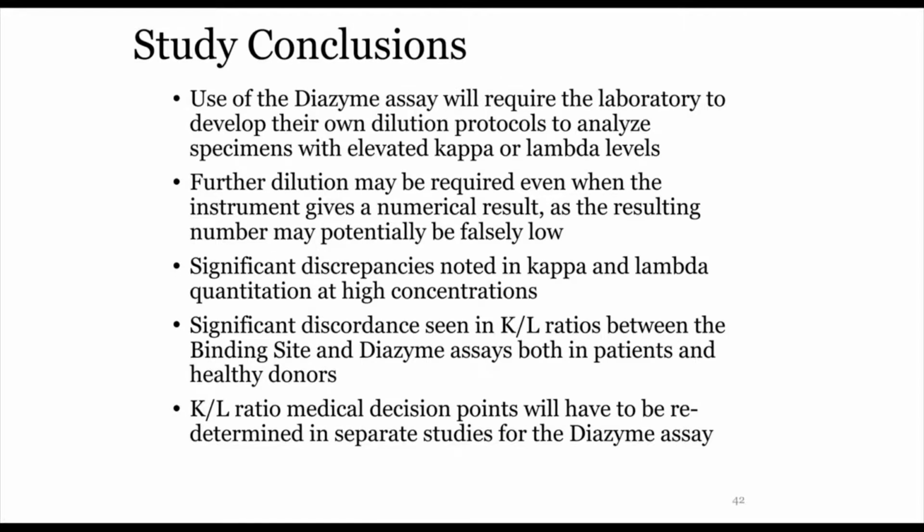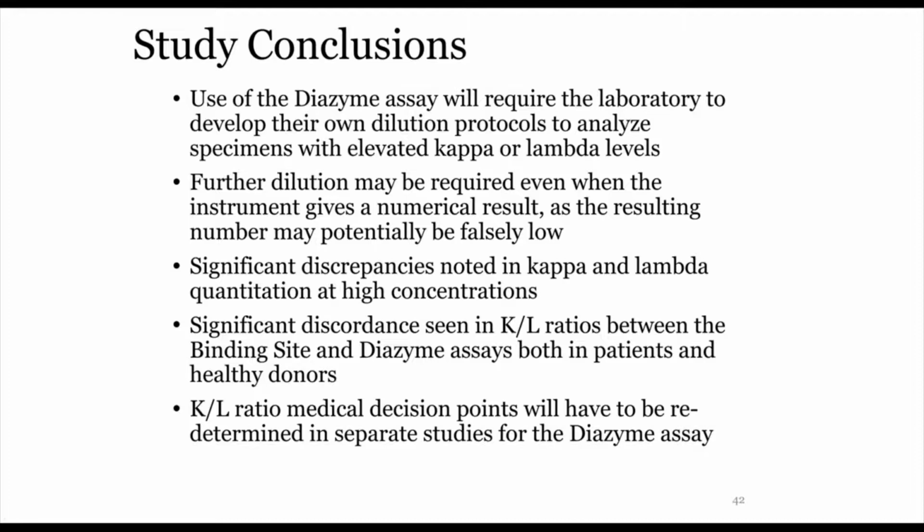Our conclusions based on this preliminary study are as follows. Use of the Diazyme assay will require the laboratory to develop their own dilution protocols to analyze specimens with elevated kappa or lambda levels. This is particularly important as free light chains have a very wide dynamic range among patients with myeloma and other monoclonal gammopathies. Further dilution may be required even when the instrument gives a numerical result, as the resulting numbers may potentially be falsely low.